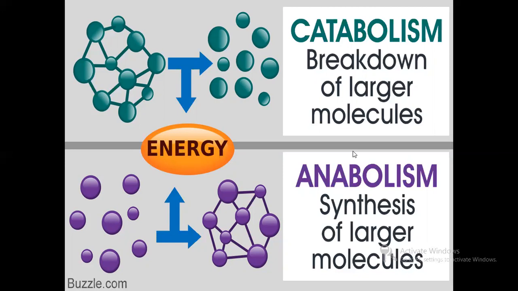Then coming to anabolism, it is the building up phase of metabolism where the smaller molecules obtained from catabolism will be built up to form bigger molecules. And the main function of anabolism is to synthesize the larger molecules which are required for cell maintenance, growth, as well as reproduction.